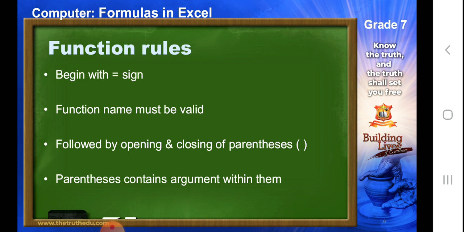For example, I'll give you one, which is SUM. The spelling of sum is S-U-M, but if I type S-A-M, then I won't get the operator there. So you might feel that the function is not working, but the function is working. It is just that we are not giving the right name, or we are not using the right spelling. Next thing is it's followed by opening and closing of parenthesis. Parenthesis, we also call it a bracket, opening bracket and closing bracket. And the parenthesis will contain the argument, or the details of what we want.